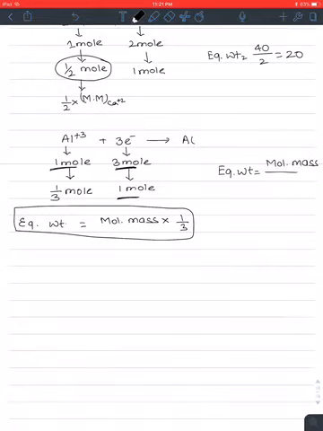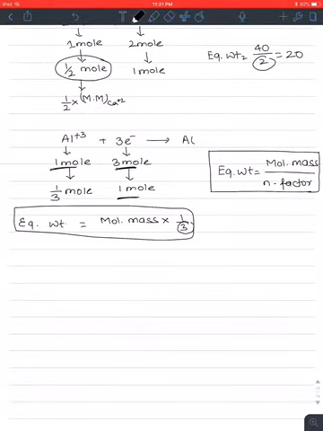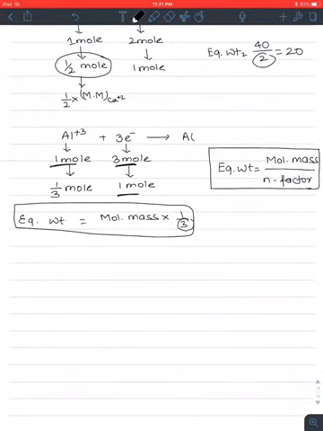If you see, equivalent weight is equal to molar mass upon one quantity that is coming in every case, and that quantity is known as N factor. So equivalent weight is equal to molar mass by N factor. Now if we know the molar mass and N factor, we can find the equivalent weight of any species. Is this clear?